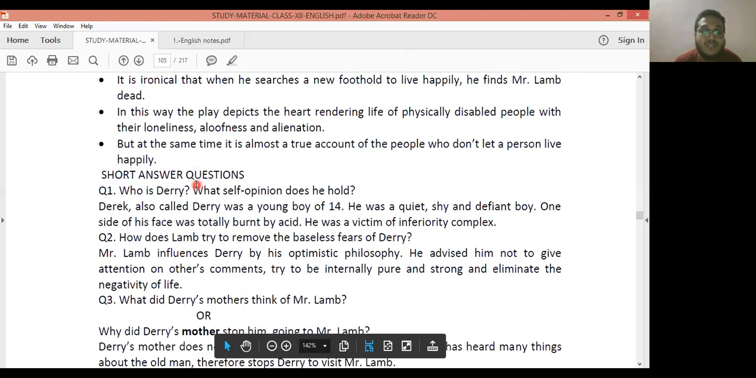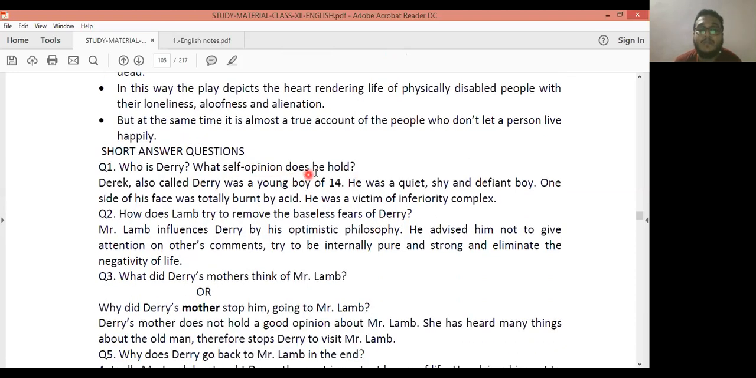Okay. So first question, short question: who is Derry? What self-opinion does he hold? Derry is also called Derek. Derek is also called Derry. He was a 14-year-old boy. He was quite shy and defiant. One side of his face was totally burned by acid. He was a victim of inferiority complex. Okay, inferiority complex. We think we cannot do this, we think we cannot do that. So that type of inferiority comes in an individual, and that has been highlighted by this character.